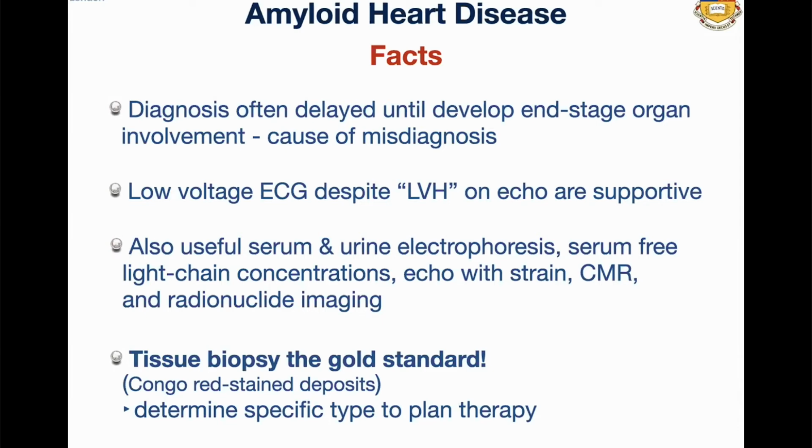However, if we are not talking about gold standards in imaging, there is one gold standard in diagnosing cardiac amyloidosis, and this is tissue biopsy. Congo red stain deposits can be identified by biopsy. So that can also determine the specific subtype and plan the most appropriate targeted therapy.